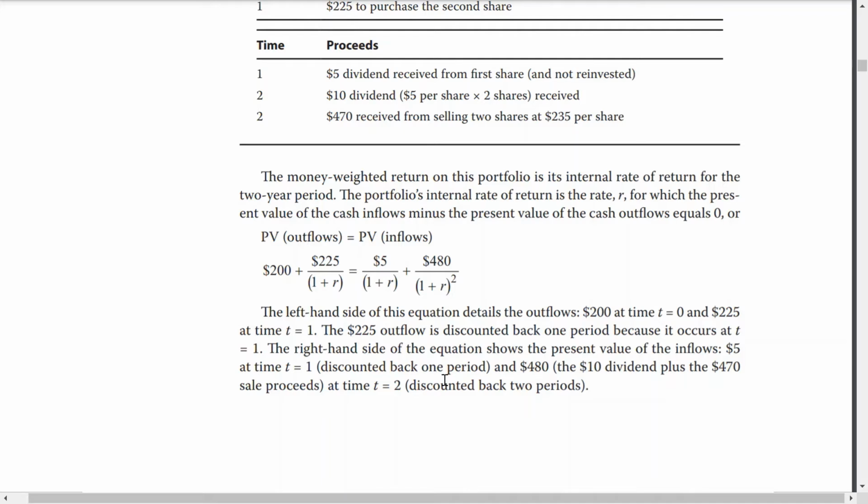Okay, so the left-hand side of this equation details the outflows, 200 at time equals 0, and 225 at time equals 1. The 225 outflow is discounted back one period because it occurs at t equals 1. The right-hand side of the equation shows the present value of the inflows, $5 at time equals 1, discounted back one period, and $480, the $10 dividend plus the $470 sales proceeds at time equals 2, discounted back 2 periods.